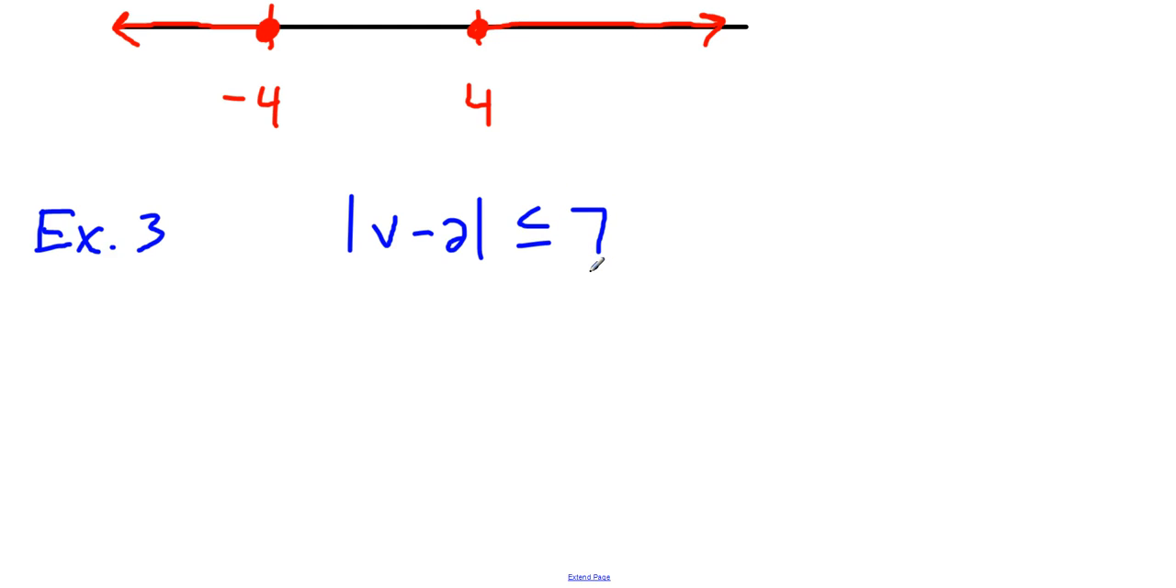Okay, so let's say you've got absolute value of v minus 2, and that's less than or equal to 7. Like we're doing with equations in 9.3, you've got to get the absolute value by itself. In this case, the absolute value is by itself. So for this one, when you split it up into the two parts, oh wait, sorry.